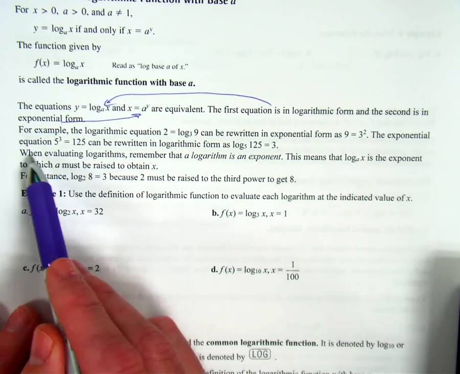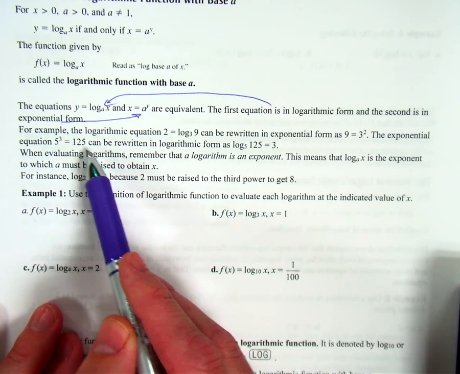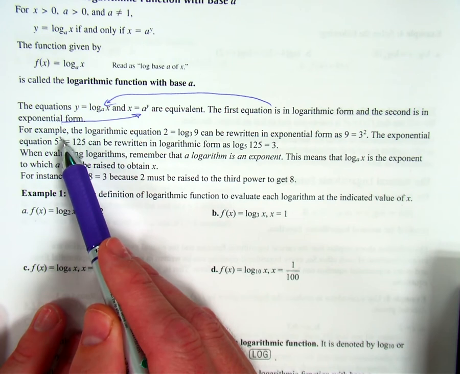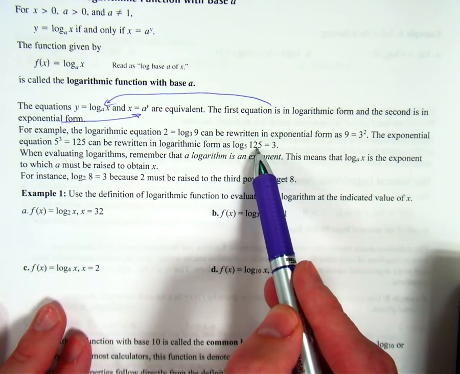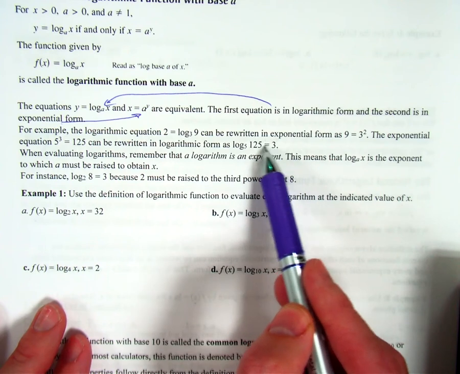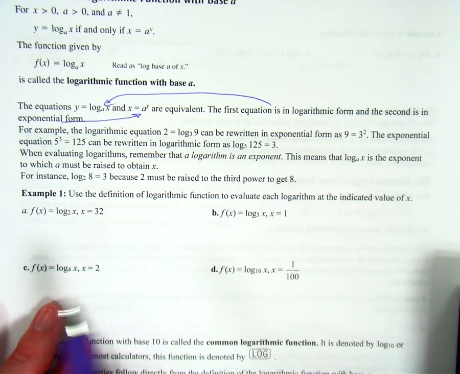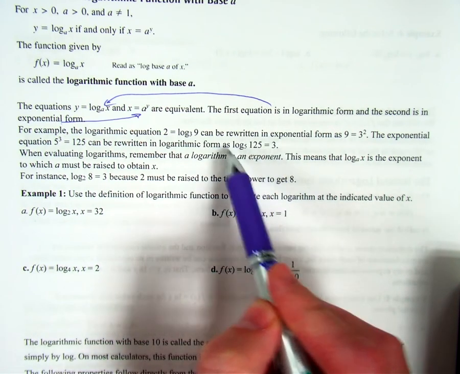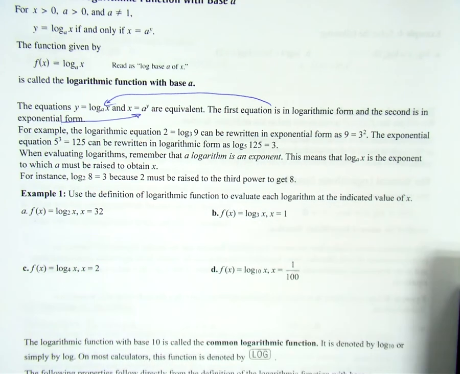The exponential equation 5 to the third power equals 125 can be rewritten in log form. Remember, log is going to give you the exponent for the answer. Log base 5 of 125 equals 3. 3 is the exponent on 5 that would give me 125. And that's how I think about the log ones. I turn this around and think of it as an exponent. What exponent would give me this?